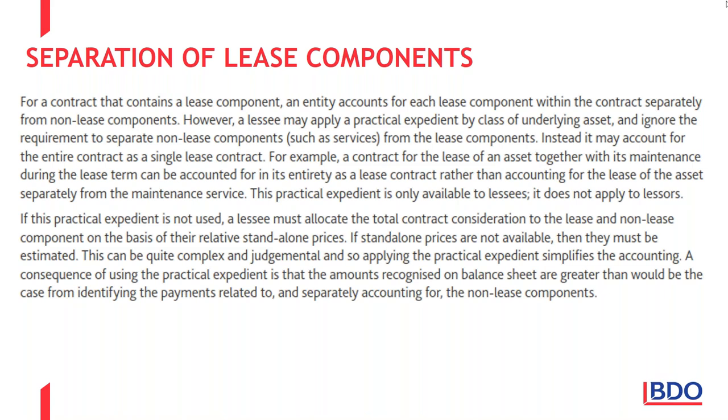The other thing that's important is if we decide to not use this practical expedient, remember the practical expedients are usually to make things easier. Therefore, the practical expedient is to put the two together and just treat it as one. If you don't want to do that, and if you want to keep the lease component and non-lease component separate, a lessee must allocate the total contract consideration to the lease and non-lease component on the basis of their relative standalone prices. That is a concept very similar to what we find in the new IFRS 15, particularly in step 4, where we allocate the total transaction price to the performance obligations based on their relative standalone price.